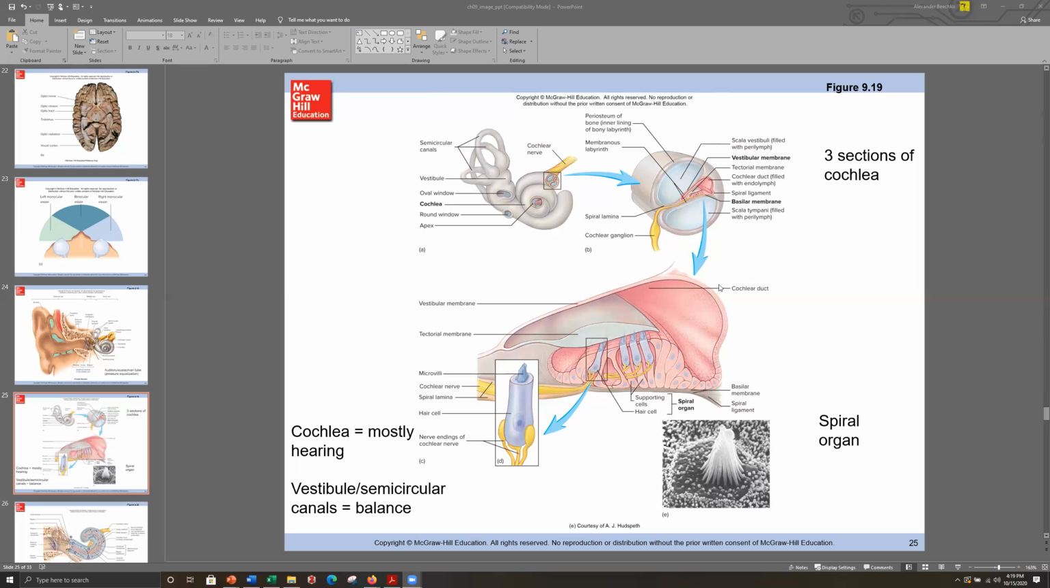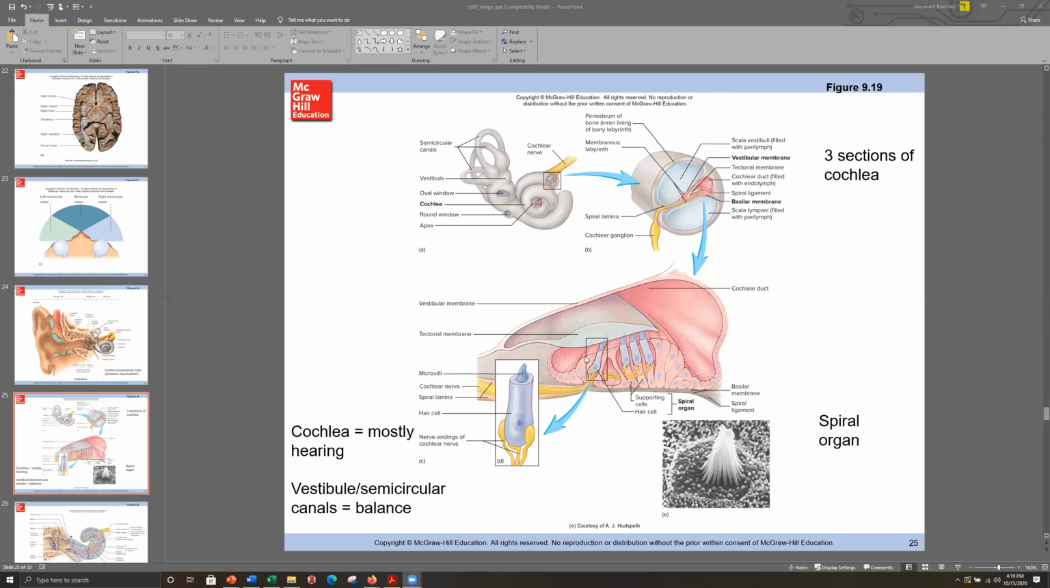Okay, so we've got our cochlear duct right here, vestibular membrane, tectorial membranes, all the same structures. But here, the spiral organs, these are the guys that are going to be interpreting our sense of sound, right? So we've got these little microvilli structures. We have our hair cell right here, which is associated with them. And then we have various kinds of nerve endings and synapses that form with various cochlear nerve endings here.